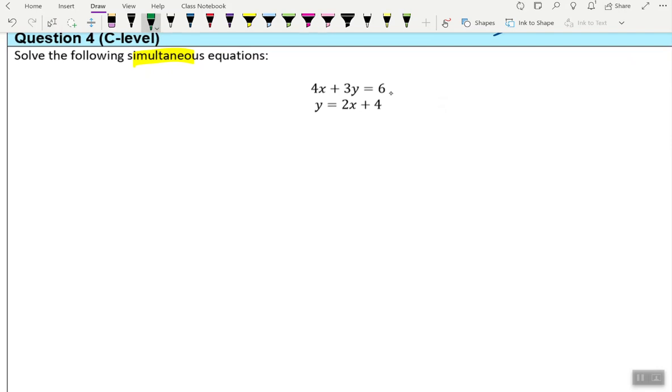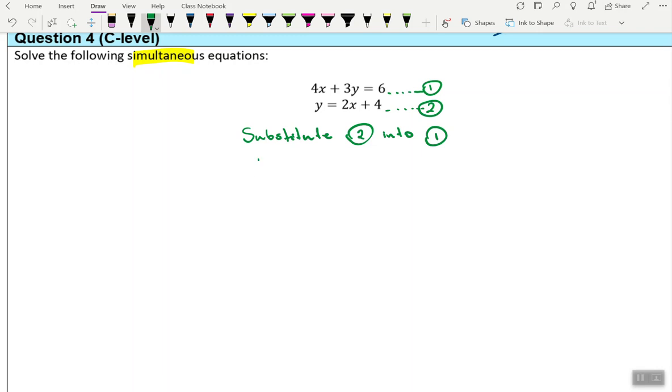First things first, I will label the first equation equation 1, second one equation 2. Then from there, where I have y in equation 2, so 2x plus 4, I will substitute y into my first equation. So I will write that here. I'll say substitute equation 2 into 1.